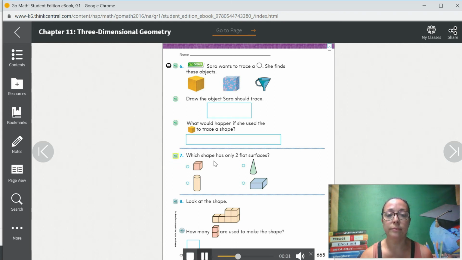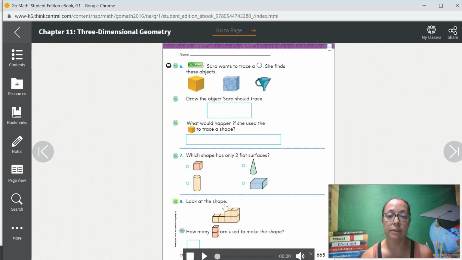7. Which shape has only two flat surfaces? ¿Cuál de estas formas tiene solo dos superficies planos? Nada más que hay una respuesta. There's only one answer for this one. So which one has two flat surfaces? All right, number eight.